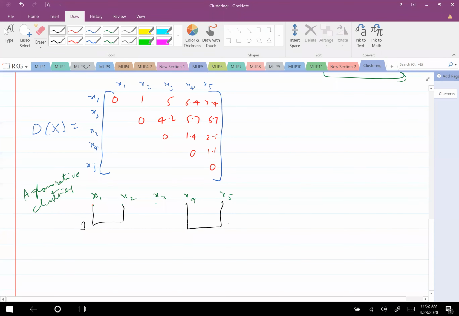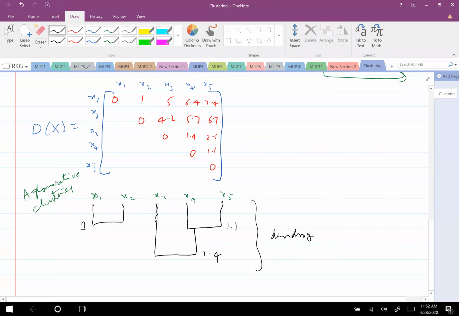X4 and X5, because their distance is the next closest. So what is the next group I can form? The next group is X3 and X4, at a distance of 1.4. Please note that this is referred to as a dendrogram.